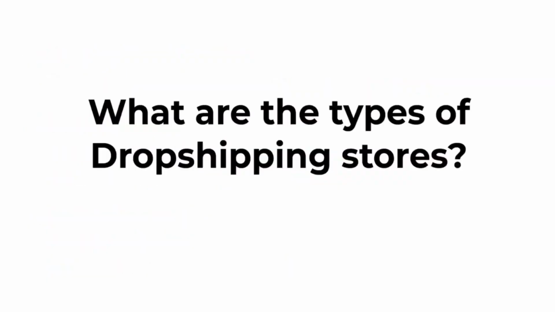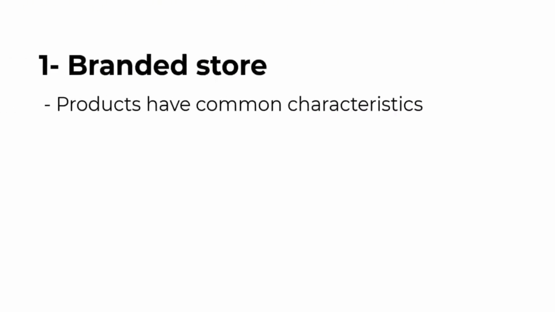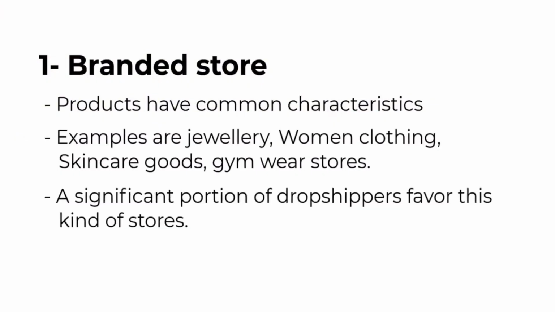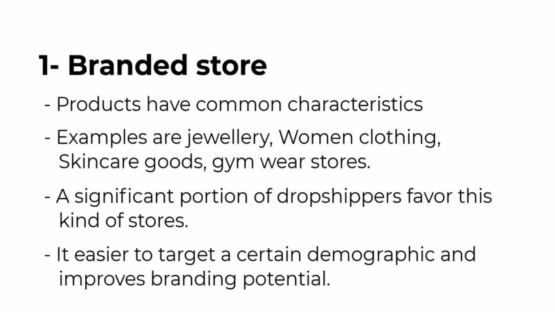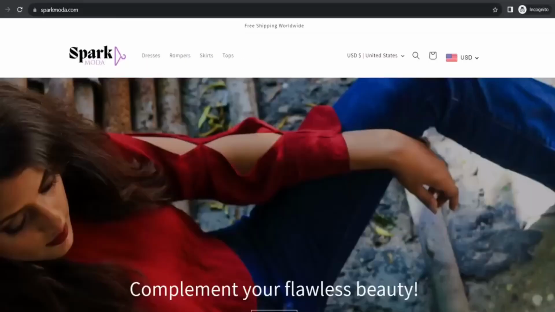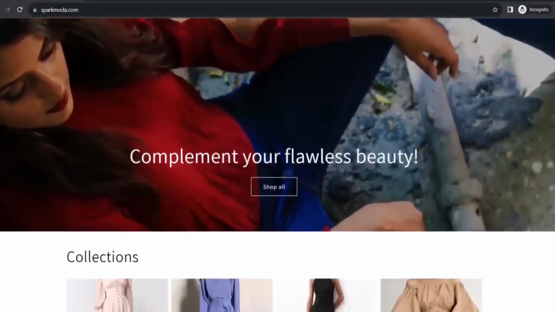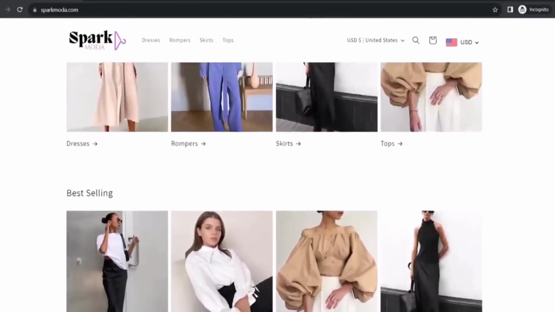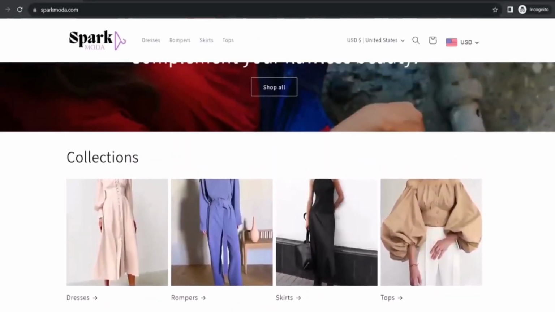What are the types of dropshipping stores? There are 2 types of dropshipping stores. The first one is the branded store. Products that have a common characteristic are sold in this kind of store, such as jewelry, women's clothing, organic skincare goods, gym wear, and so on. A significant portion of dropshippers favor this kind of store since it makes it easier to target a certain demographic and improves branding potential. Let me show you an example. This store is in the women's fashion niche, and this is the store that we're gonna build from scratch during this tutorial. This store has many collections, like dresses, tops, skirts.